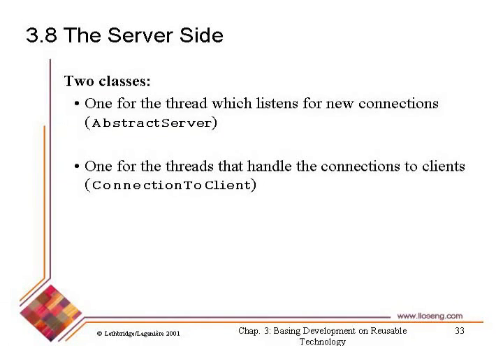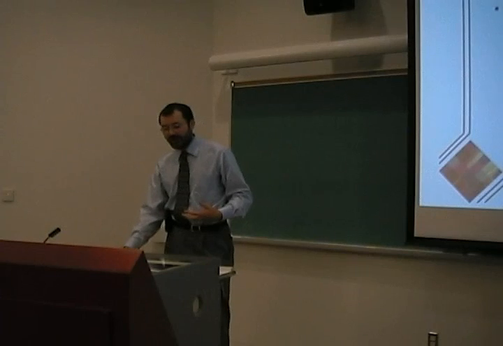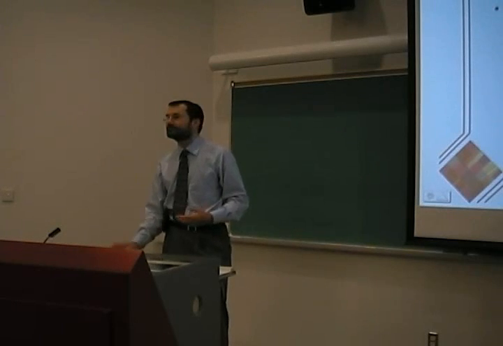Okay? Then we have a class connection to client. And instances of this also act as threads. They are communicating, one instance per connected client. We talked about this notion of having multiple threads in the server. Well, here we are. We have an instance of abstract server thread, and multiple instances of the connection to client thread. All right?